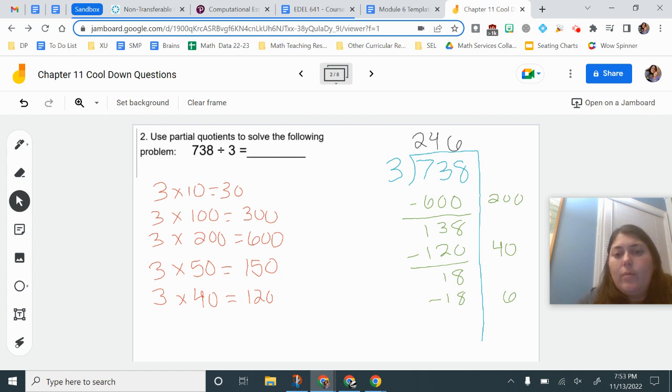Then I go over here to the right and I'm going to draw my line down, and I'm going to just take away parts that I know for sure are going to be able to be made with 3. And so I took away 200 threes, I took away 40 threes, and I took away 6 threes, and I was left with nothing at the end there. I guess I could write that in. And so there was no remainder on that problem.